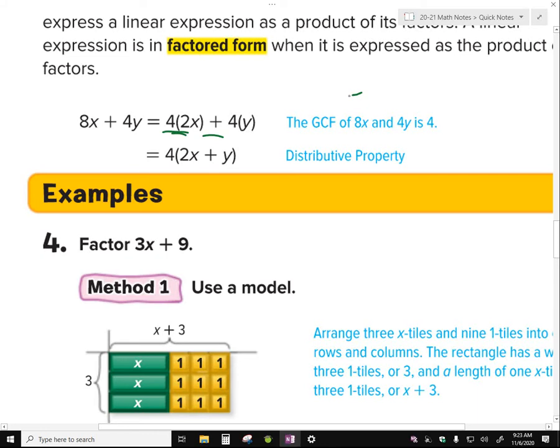So we're reversing the distributive property. 8x and 4y have a common factor if you were to pull out a 4 from each of those monomials. If you were to pull out a 4 from each of those monomials, you can have the expression 4 times the quantity 2x plus y.